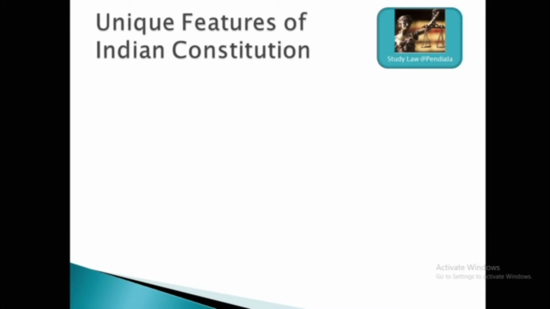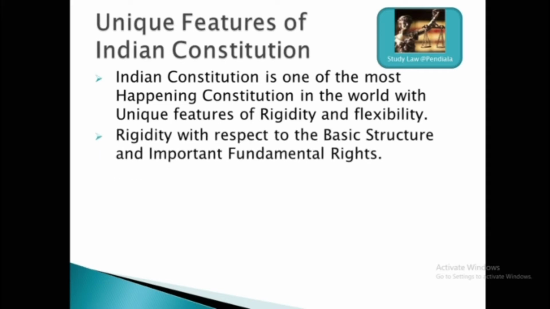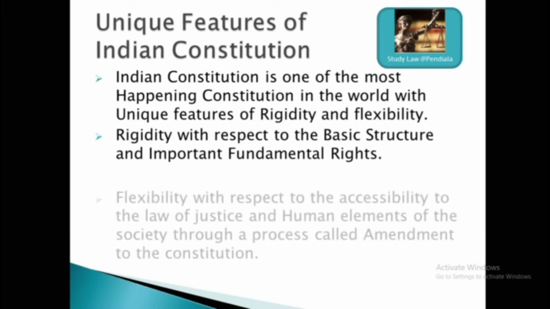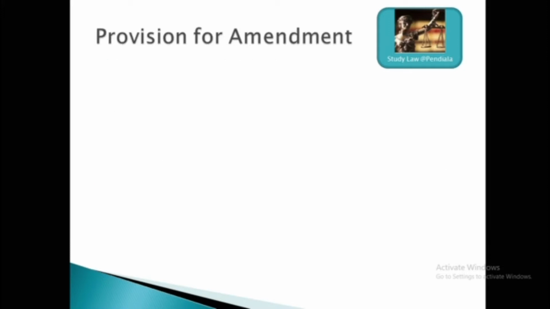The unique features of the Constitution: the Indian Constitution is one of the most dynamic constitutions in the world, with unique features of rigidity and flexibility. Rigidity with respect to the basic structure and important fundamental rights. Flexibility with respect to accessibility to the law of justice and human elements of the society, through a process that is called the amendment to the Constitution. So now we will discuss how the provision for the amendment is there and what are the steps involved in it.